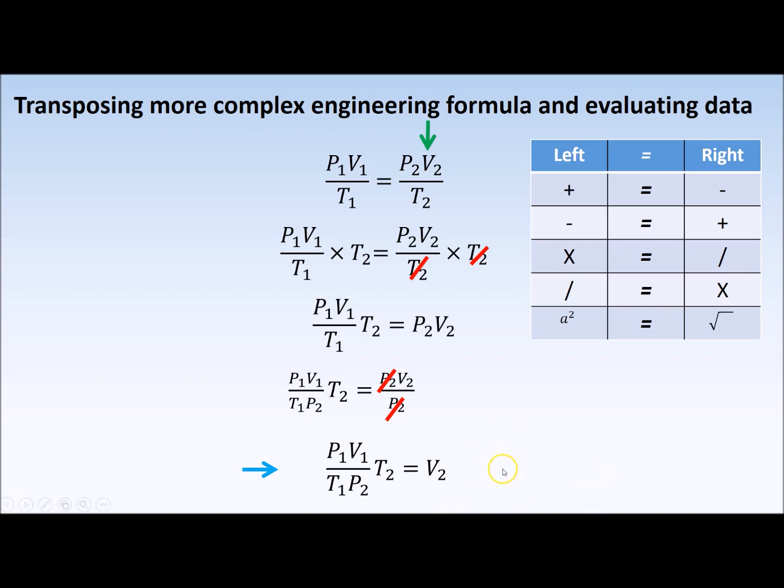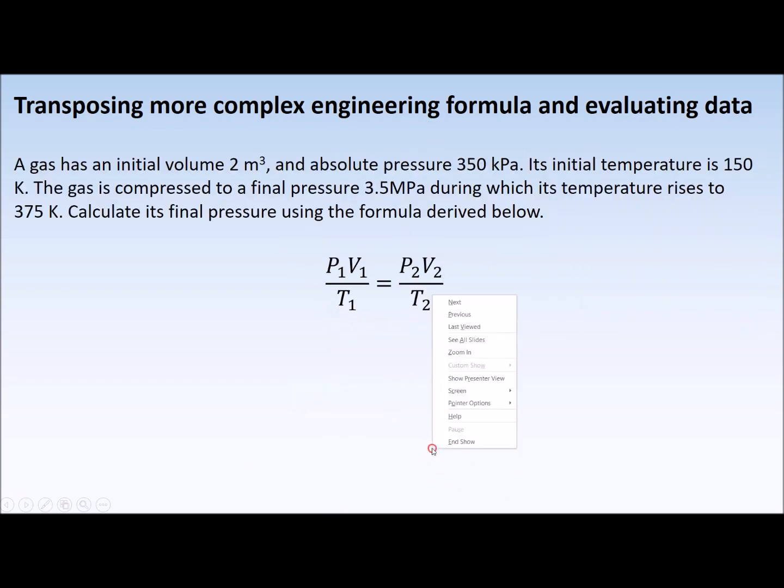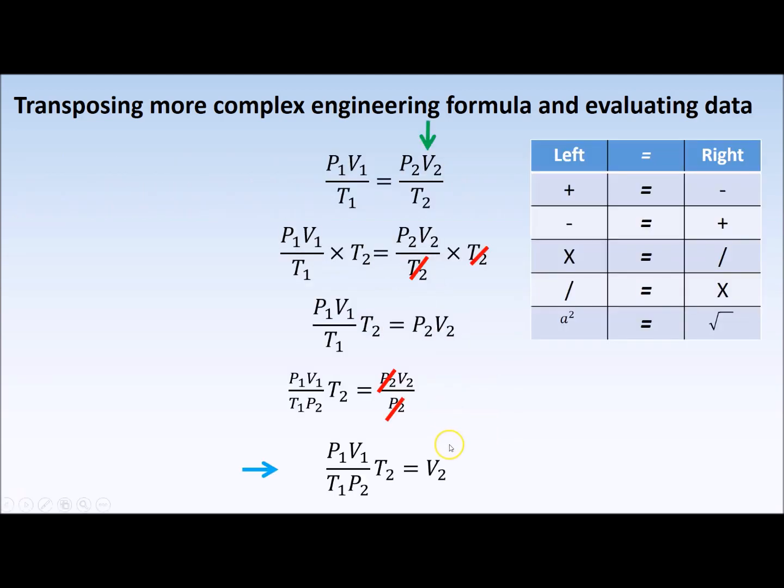So now we can go ahead and punch all these numbers into a calculator and work out what we want. What you may find in some examples is that this T2 is actually on top as well. So it would be P1 times V1 times T2, divided by T1 times P2, would equal V2. Let's click back on that so you can see it.